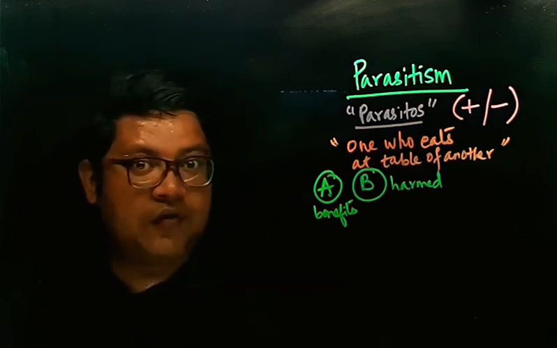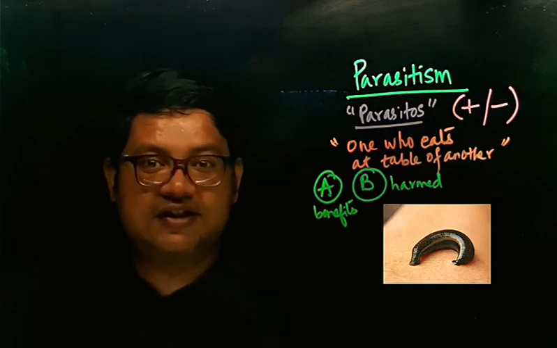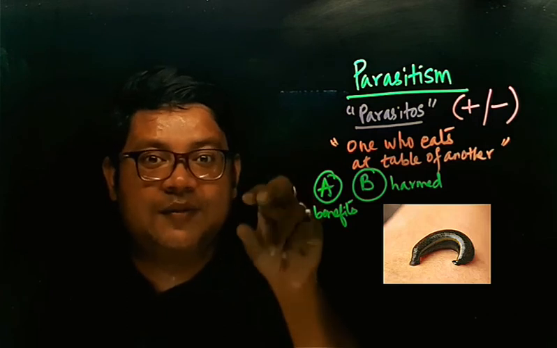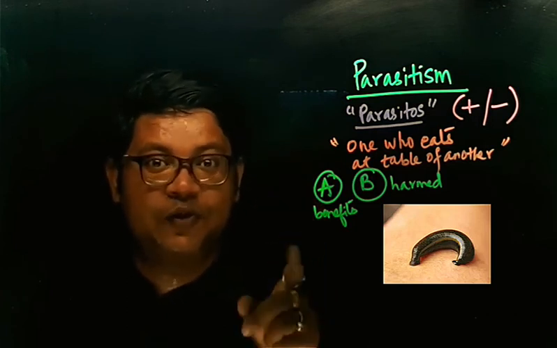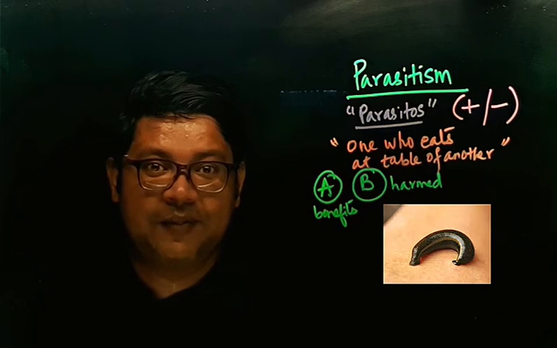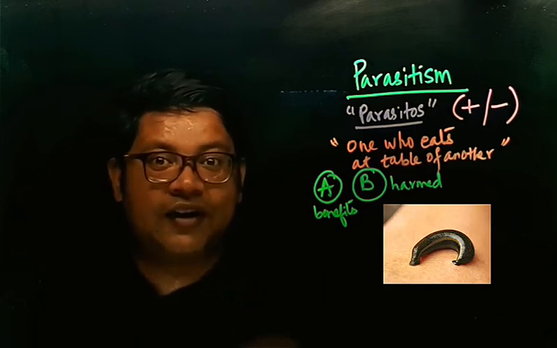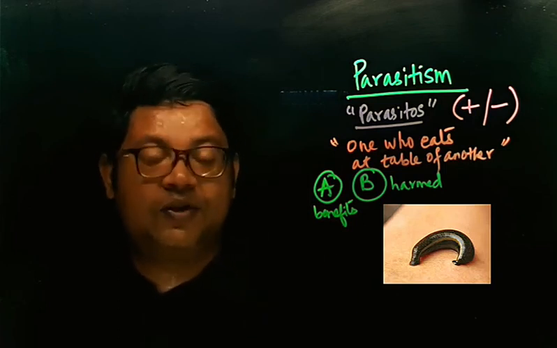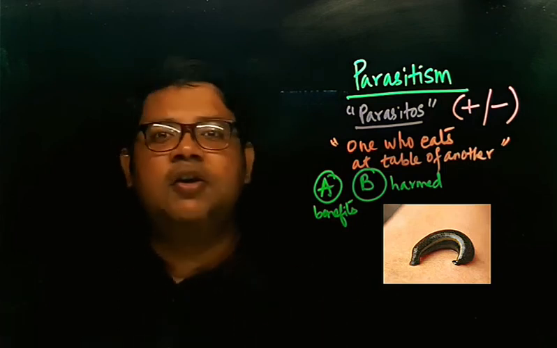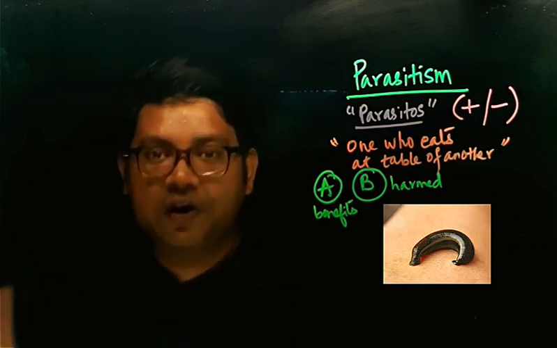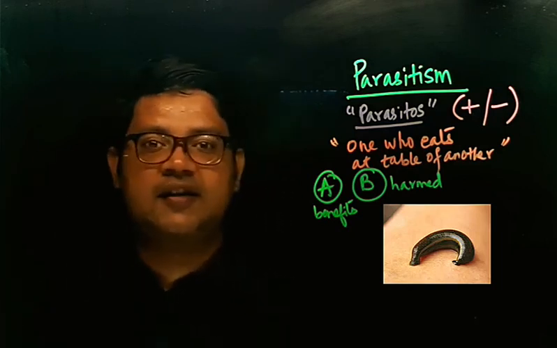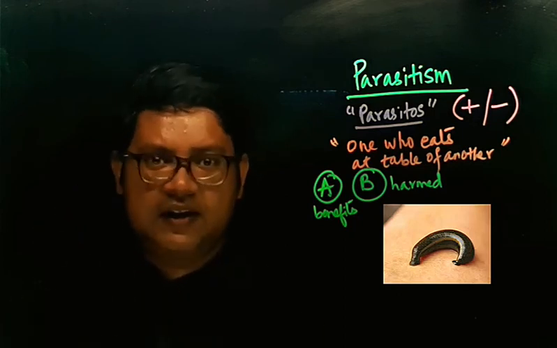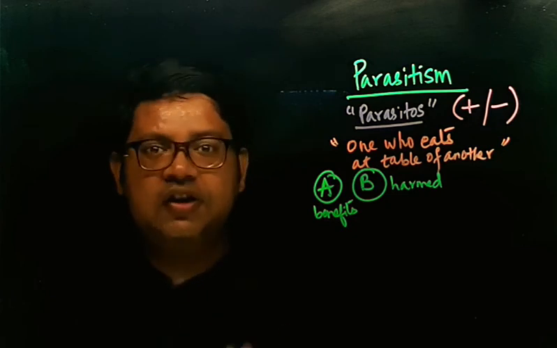See, one more example over here. You can see this is a leech. They climb on top of any organism and they suck the blood. So they are getting the food by sucking the blood, but the organism whose blood they are sucking is getting harmed. So they are the parasites. We'll talk about the different types of parasites. We'll talk about endoparasites, ectoparasites, and parasitism in detail. But this was just to give you an introduction to parasitism.